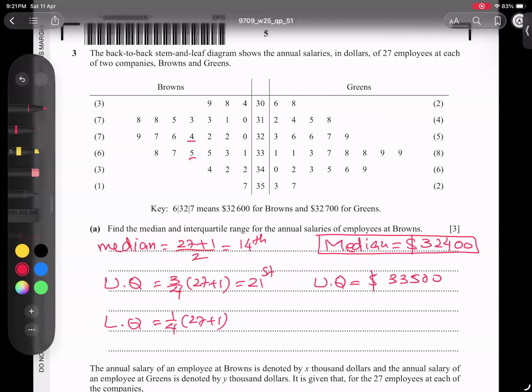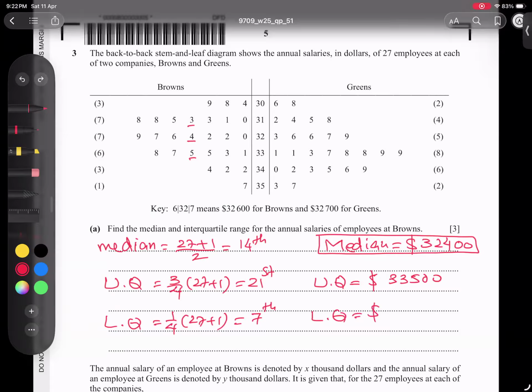So the seventh term is what I'm looking for. So third, fourth, fifth, sixth, seventh. So we're looking for this number. And how to write the lower quartile dollars.